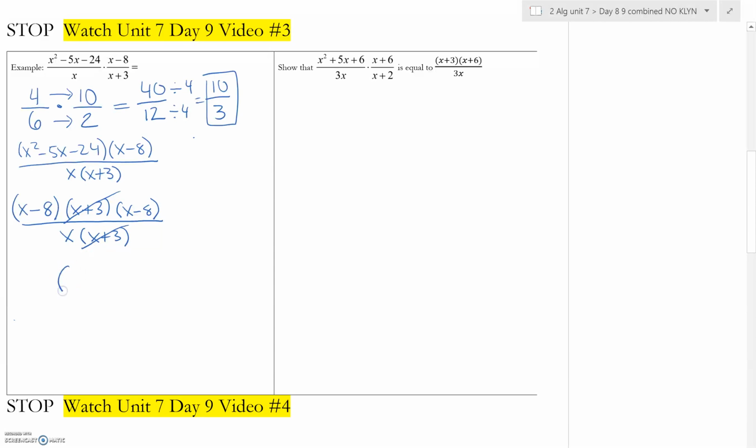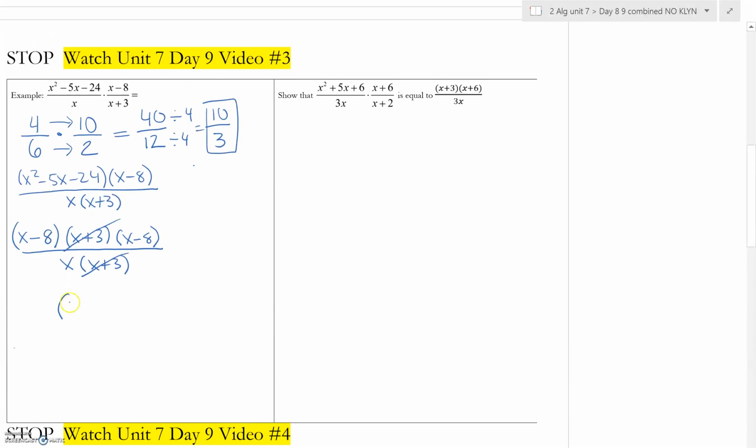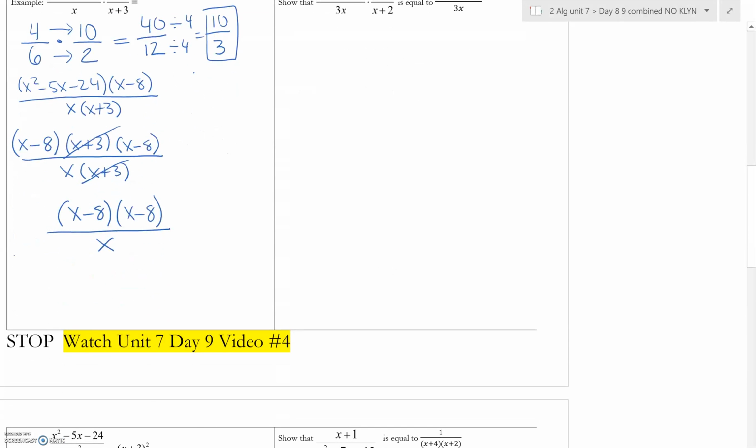And then what we're left with is x minus 8 and another x minus 8 remaining on the top. And that's all divided by x. And that's as simplified as it gets. You may want to recognize that this is x minus 8 times itself, so squared over x. Or maybe your instinct was to expand that out and put it into standard form. That's fine too. So if you wanted to do x squared minus 8x, another minus 8x, and plus 64, maybe you did that. That's fine too. But this right here is the simplified, multiplied expression.